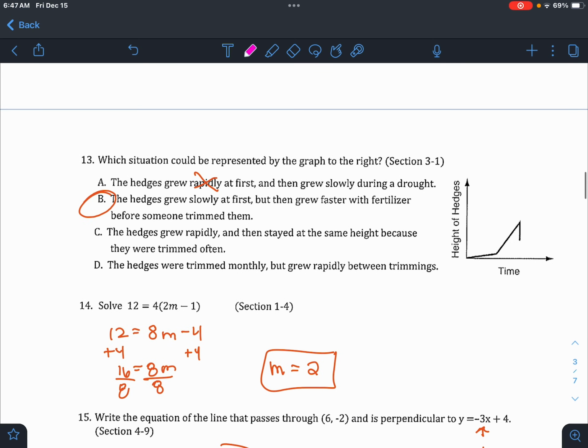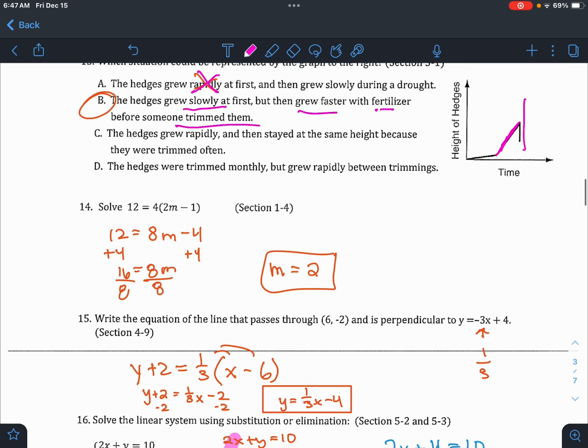On number 13, we need to see which one matches this scenario. On the first one, we know it doesn't grow rapidly, so this one's out. On the second one, it grows slowly at first, and then it grew faster. You can see it did grow faster, and then with fertilizer, and then it was trimmed. So boom, it got cut, right? And then the other ones work.